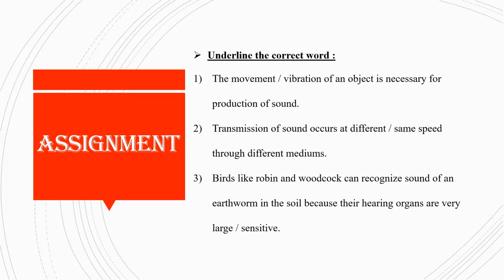Now the second question for your assignment is you have to underline the correct word. So for that the first sentence is: the movement or vibration of an object is necessary for production of sound. So students, here from movement and vibration, which is the correct word? Yes, the vibration of an object is necessary for production of sound. So you have to underline vibration.